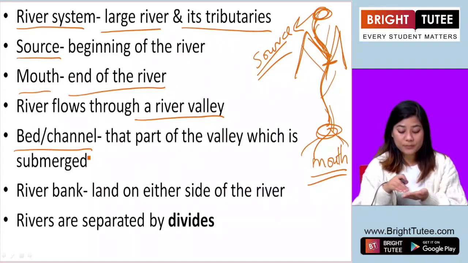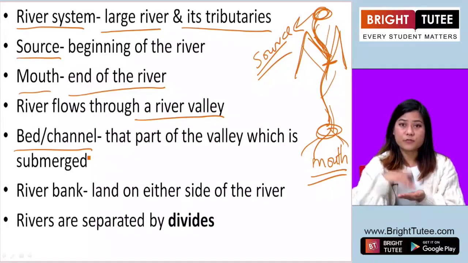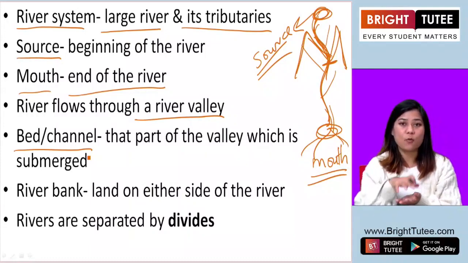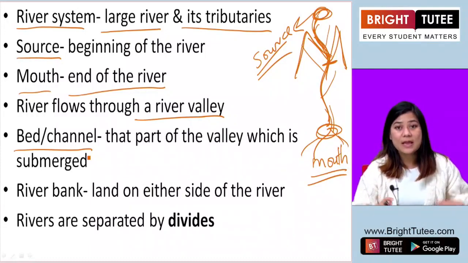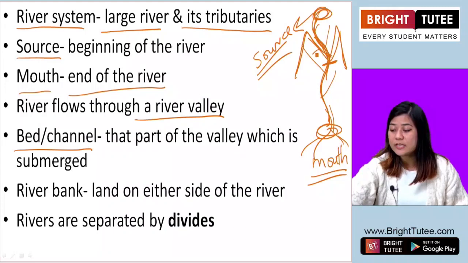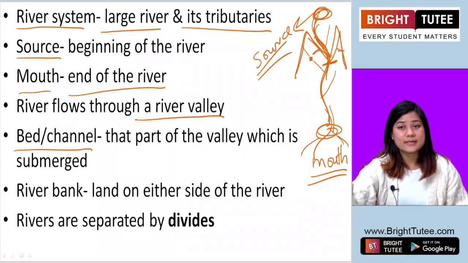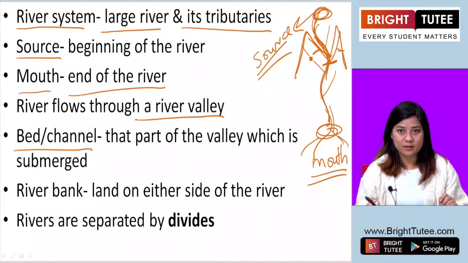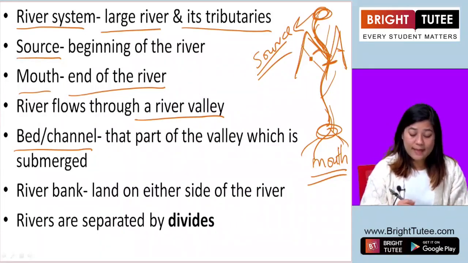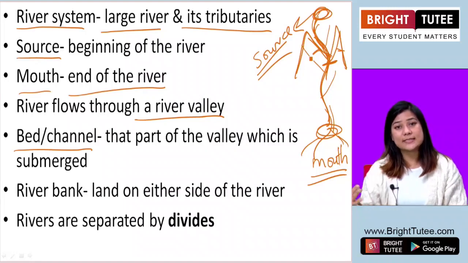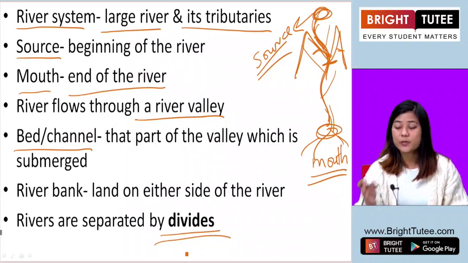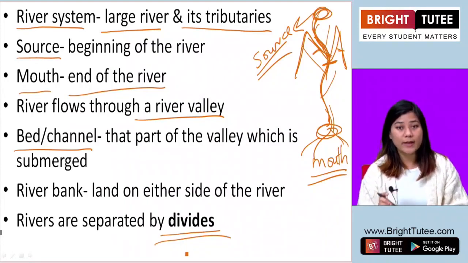So the bed of the river is that area which is submerged by the water of the river, and the land which is on either side of the river is called the bank. So the east bank, the west bank. And the land or the landscape which separates the rivers is called the divide or the water divide, which we already learned a while ago.